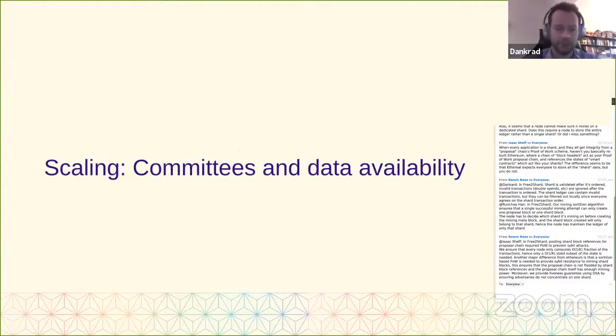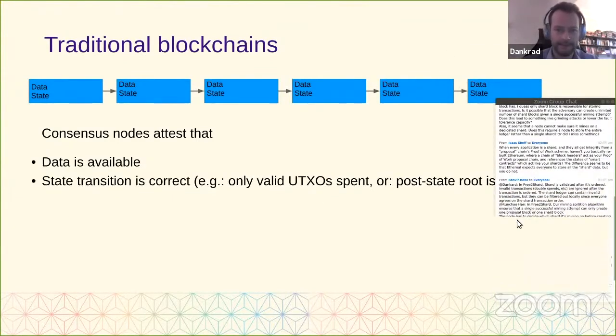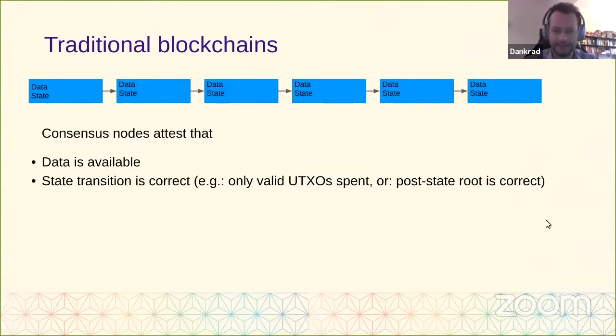Okay, so blockchain scaling. Two approaches that can be used together or separately are committees and data availability. In traditional blockchains, consensus nodes always attest to two things. One, which traditionally has been considered trivial, but more recently we know that it's not quite so, is that the data is available, that the transactions included in the block can actually be found by any participant who is willing to or trying to download them. The second part is that a state transition is correct. In some cases this might be very trivial, like on Bitcoin, just that only valid UTXOs are spent. More commonly, for example for smart contract chains, that will be a post-state root that is supposed to be correct.